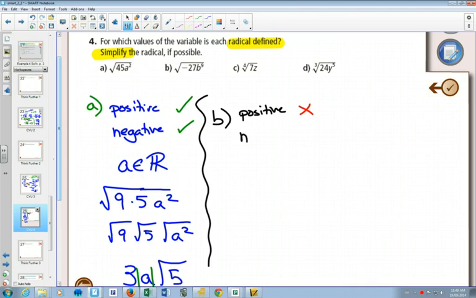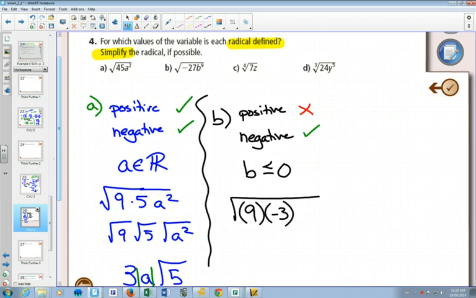And then negative numbers. If I plug in a negative 1 to the power of 9 will still be negative, times by a negative 27 will be positive. This is good. So for where it's defined, we would say that b has to be less than or equal to 0. Now to simplify it, it's a square root. Does 27 divide nicely? Yes. 9 and negative 3.